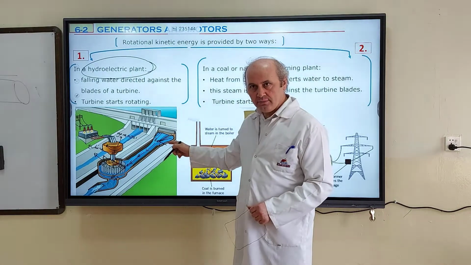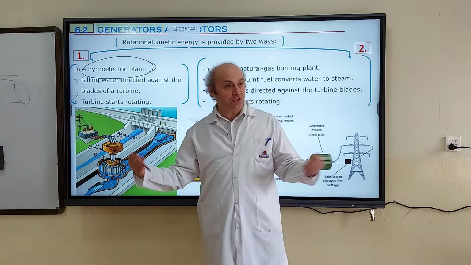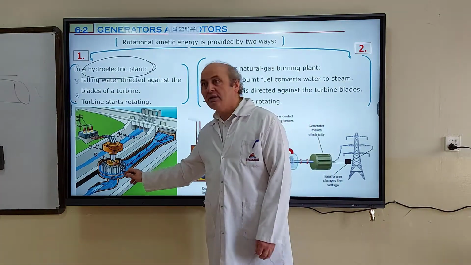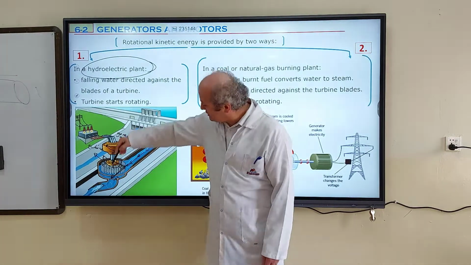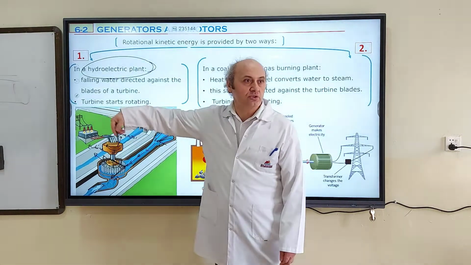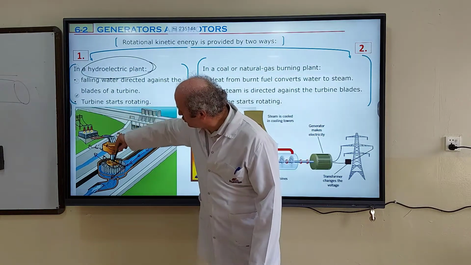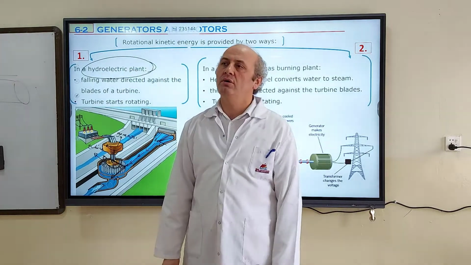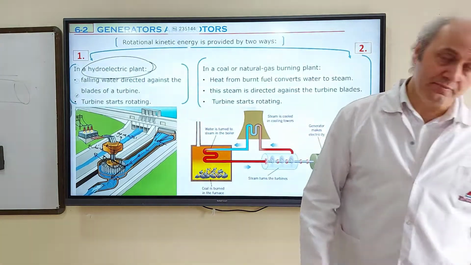You open a gate and let water flow. This water is flowing with a great speed, with a great kinetic energy, great mechanical energy, and strikes the blades of the turbine, and this strike causes some force. This force produces a torque about the axis of rotation of the turbine. Torque causes the turbine to start rotating. As the turbine is rotating, because the turbine is attached to the coils of the generator, the coils of the generator also rotate inside the magnetic field.